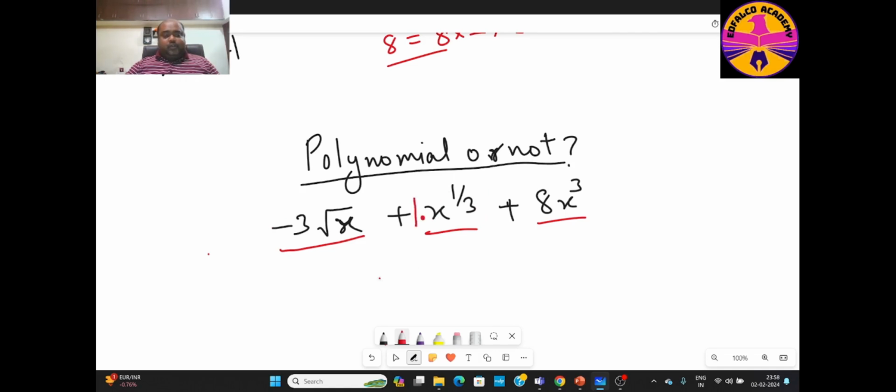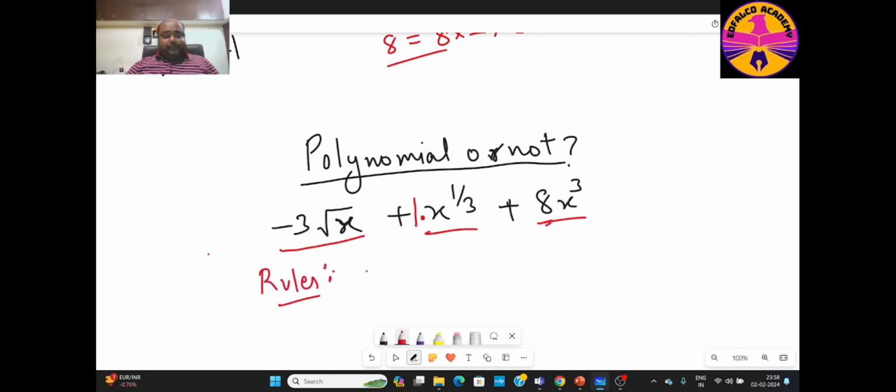It is 1 into x to the power minus x to the power 1 by 3. And the coefficient associated with x cube is definitely nothing but 8. So we are clear with all this. But there are certain rules that decide whether we can call it a polynomial or not. So what are those rules?